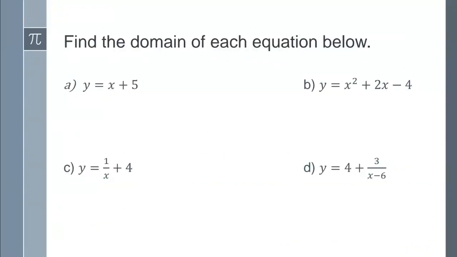Okay, so let's go ahead and practice. Find the domain of each of the equations below. Let's start with A. y is equal to x plus 5. Hopefully by now we've dealt with equations in class, and you see that this equation is in slope-intercept form, right? So it's representing a line. I know that lines, just like my first example, go forever to the left and to the right. So the domain for A would be from negative infinity to positive infinity.